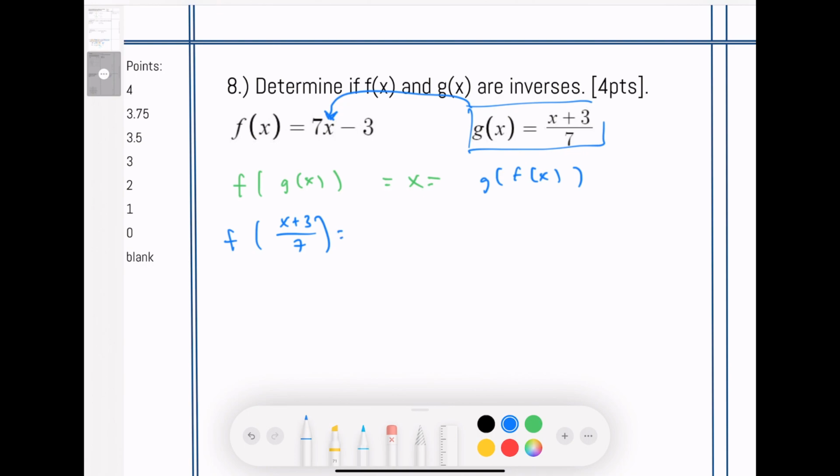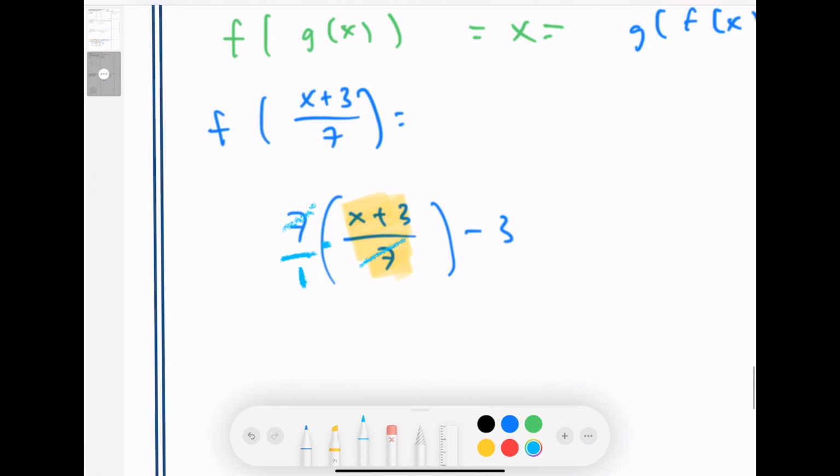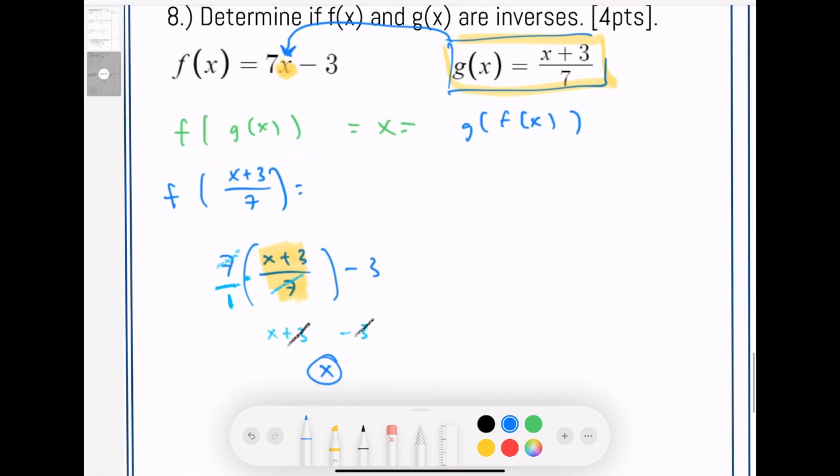which is 7 over x plus 3 over 7 minus 3. So again, I'm taking all of this, I'm putting it for every x value, and this is my x value. Let's go ahead and simplify. Put that over 1, we have multiplication. Going to cancel those out, so we're left with x plus 3 minus 3. And then you're left with just x. Okay, so that's a good thing. Let's try it on this side now.